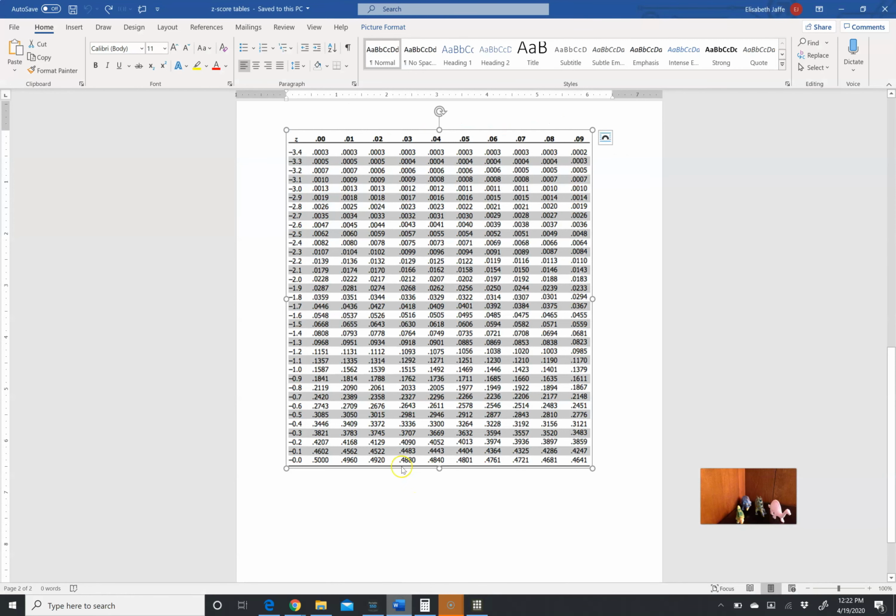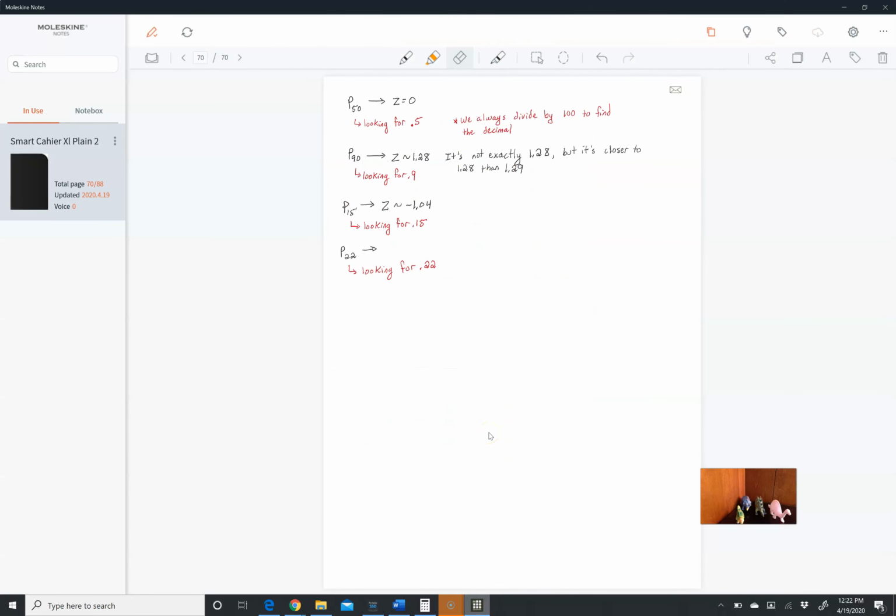Here we're looking for 0.22. So again, it's less than 0.5, so we're looking in the negatives. 0.22, if we look here, we have 0.2206 and we have 0.2177. It's closer to the 0.2206. So it's negative 0.77. And again, it's just approximate.